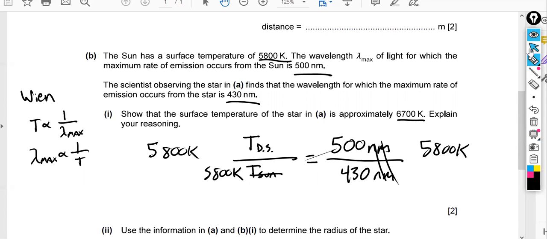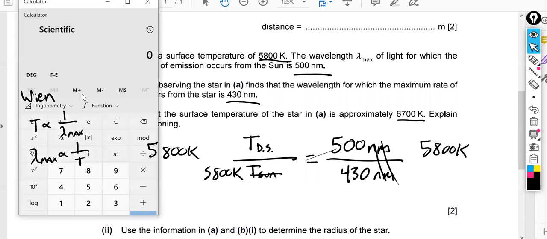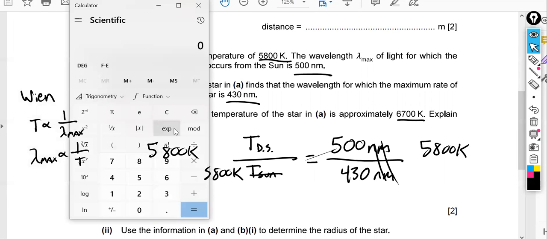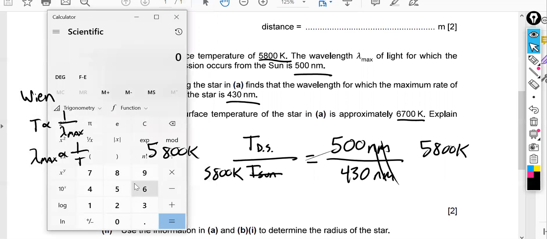It's just a matter of queuing up your on-screen calculator. There you go. And crunching some numbers. So we've got, where can I do this? Well, there's as good a place as any. 500 divided by 430 equals, times 5,100. And indeed, we get something pretty close to what they said that we should.